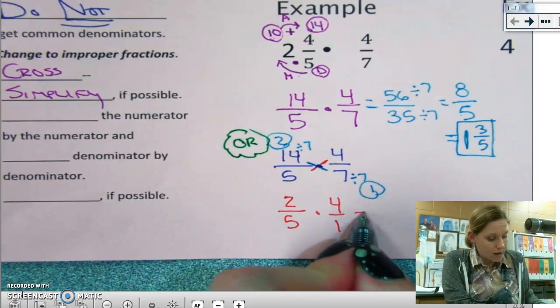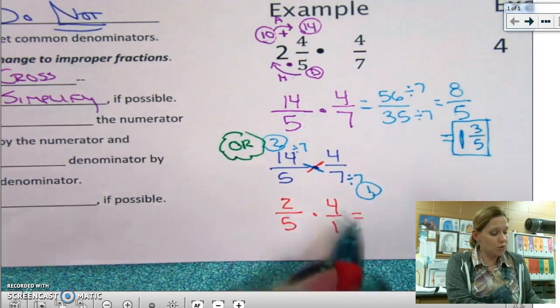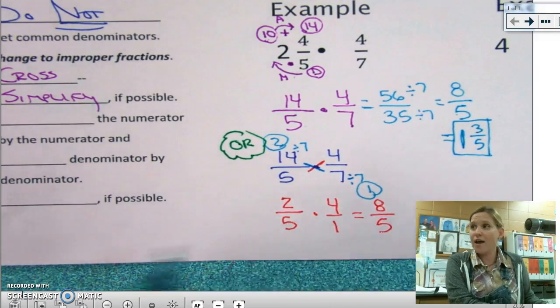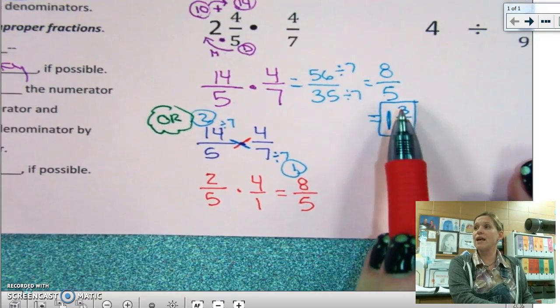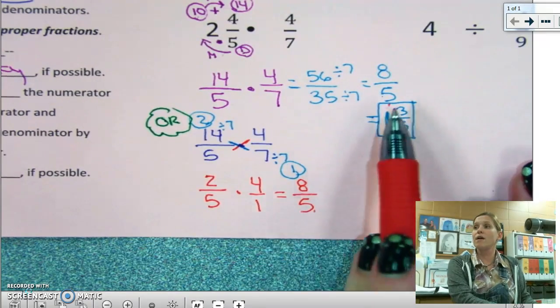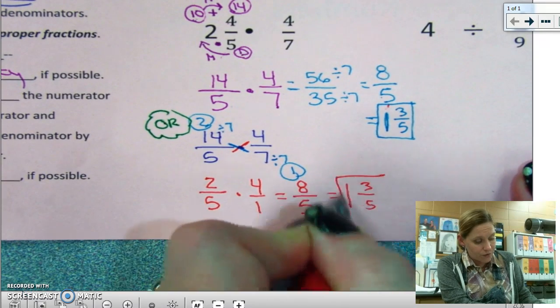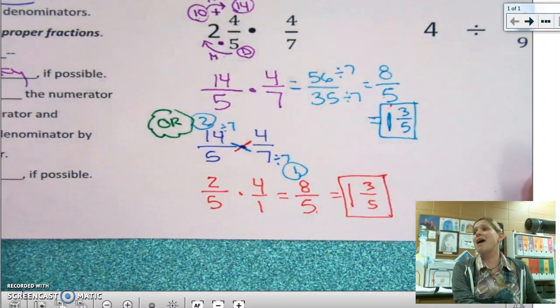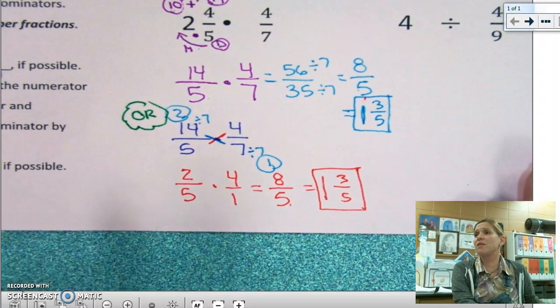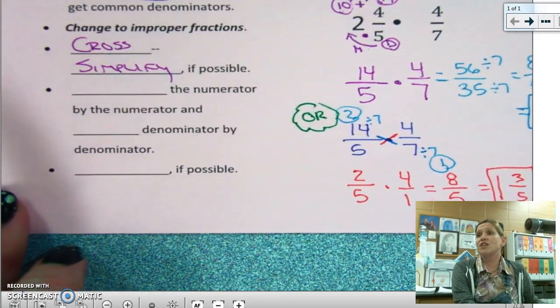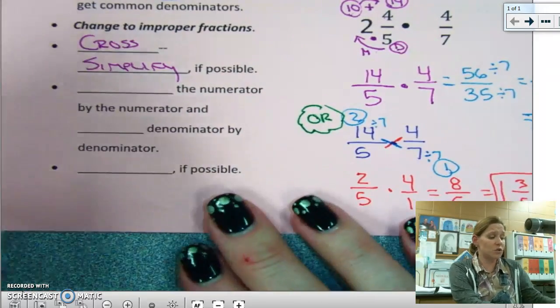Go ahead and multiply going across. 2 times 4 is 8. 5 times 1 is 5. And what do you know? That's the same thing we had over there. And so therefore it simplifies to 1 3/5. Again, it doesn't matter which method you choose. You just choose the one that you like best. They're both going to get you to the answer.